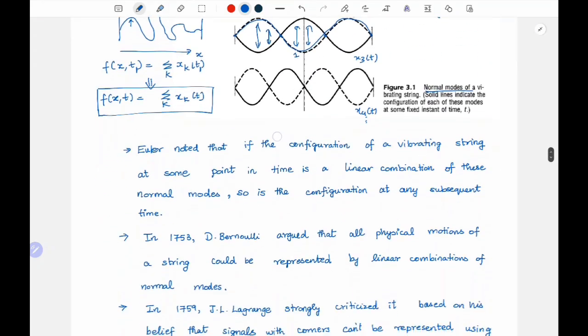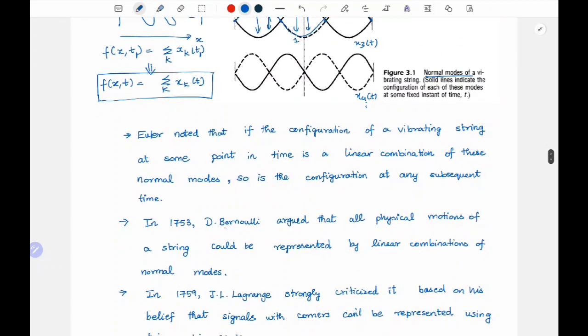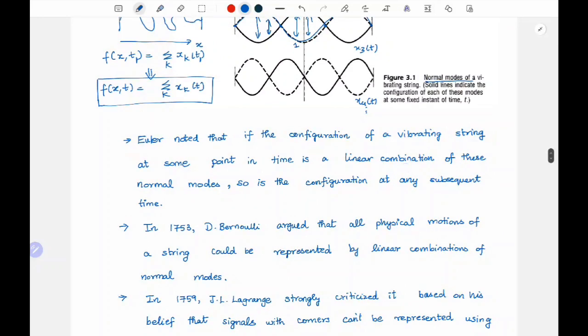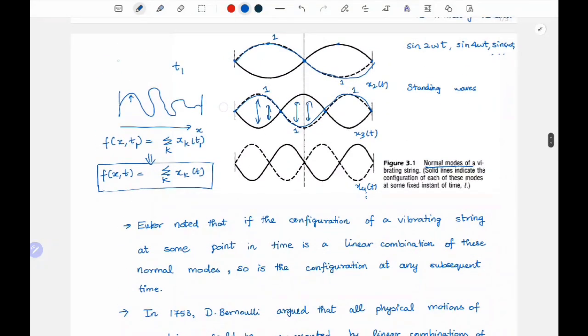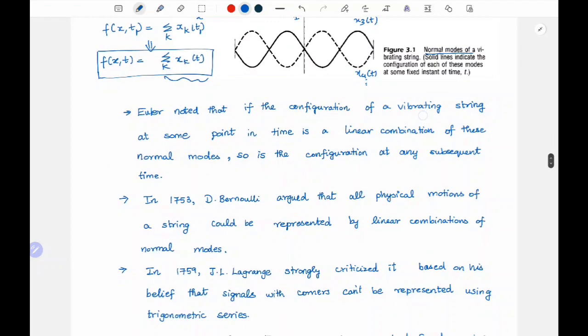So then what development happened? In 1753, Bernoulli argued that all physical motions of a string could be represented by a linear combination of normal modes. So what Bernoulli is saying is, if the string is in any shape at any particular time, we can always represent this shape or this vibration using this summation. That is what he is arguing.